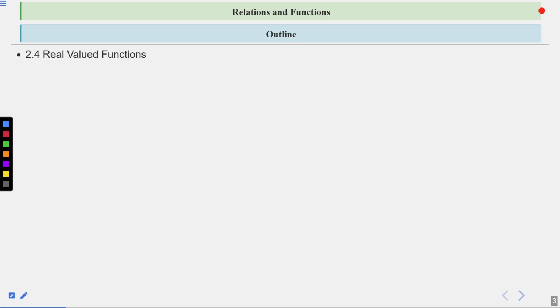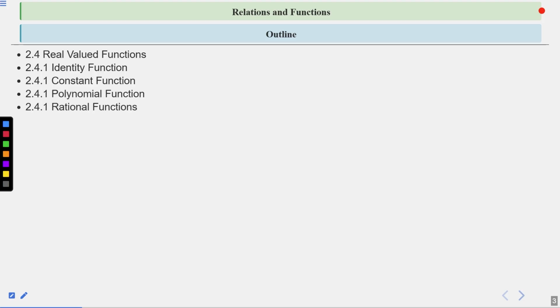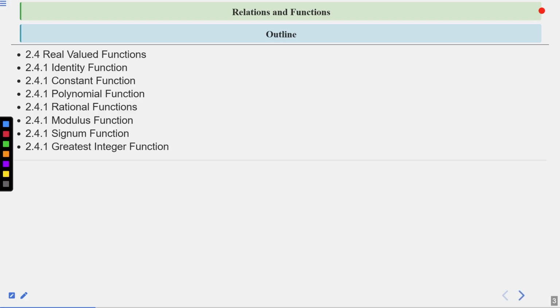So in today's session, we will be seeing about a real valued function. Then we will be covering some standard functions which are very important, such as identity function, constant function, polynomial function, rational function, modulus function, signum function, and greatest integer function. We will be seeing their definitions, their domain, codomain, range, as well as their graphs. Clear?